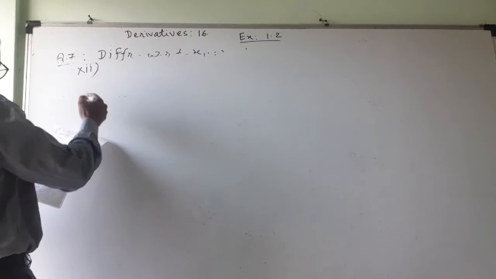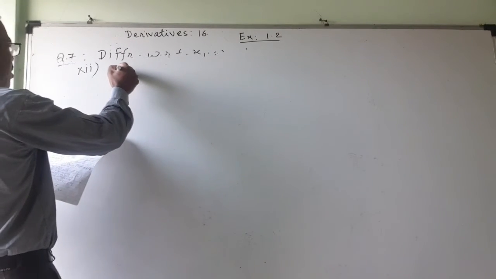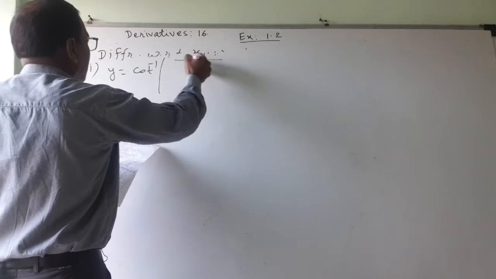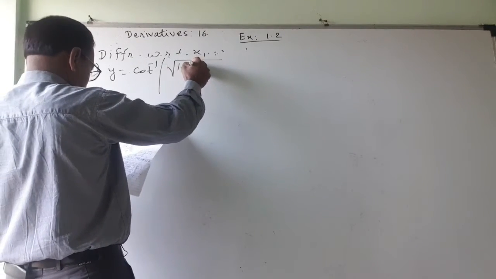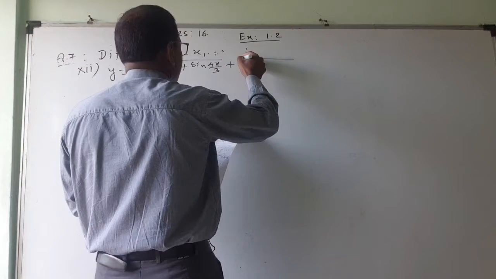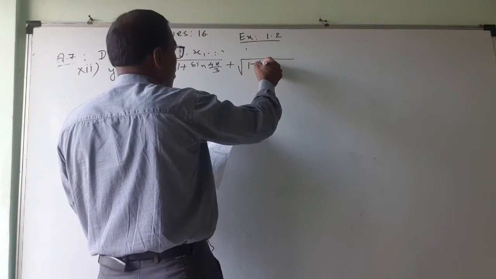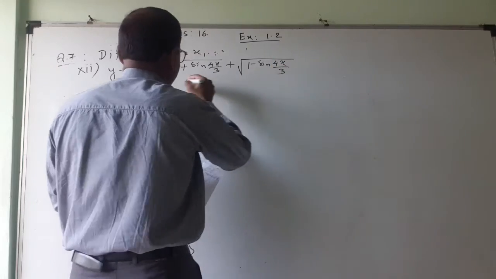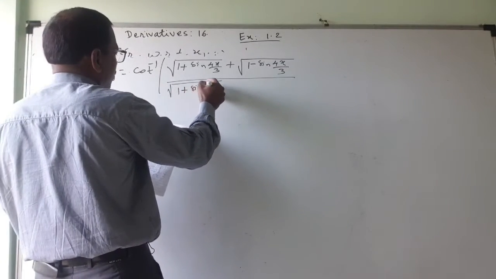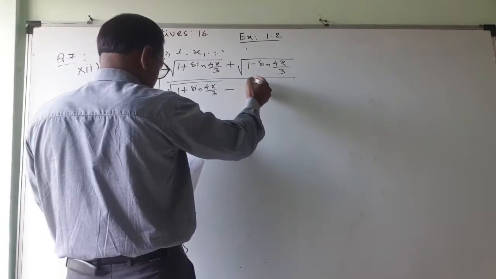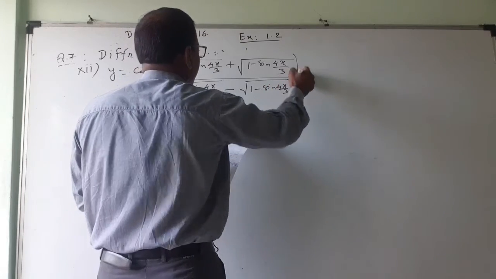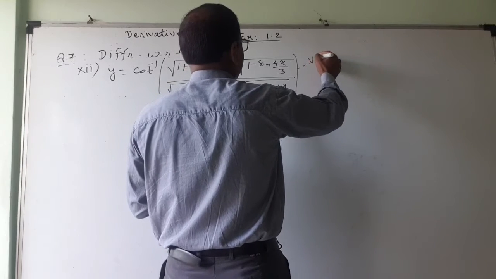12th sum, most important. cot inverse of y is equal to, directly I am writing, cot inverse of under root 1 plus sine of 4x upon 3 plus under root 1 minus sine of 4x upon 3, upon under root 1 plus sine of 4x upon 3 minus under root 1 minus sine of 4x upon 3. Very important question. VVIMP.